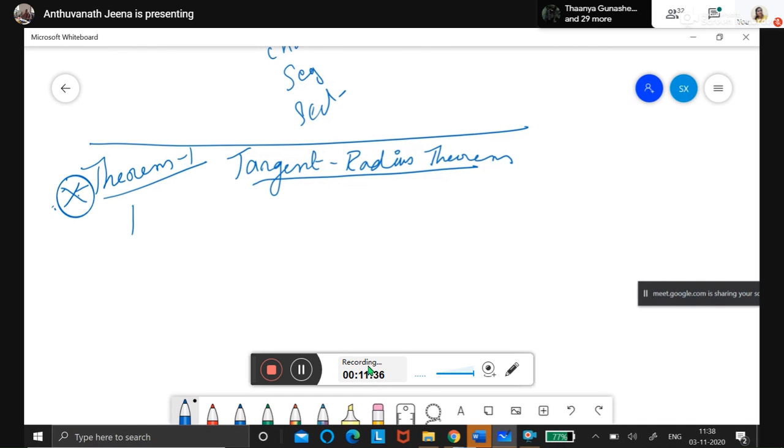What is the theorem? One of you can read it from page number 209.